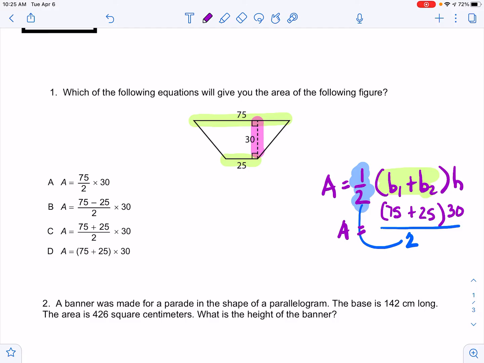All of these, except for D, are dividing by 2. But we need to make sure that we are taking our base 1 plus our base 2. So that would be 75 plus 25. Here they're subtracting it, and they do not have a 25 on A. So C will be your answer, and let's make sure this is correct. 75 plus 25 times your height, which is 30, divided by 2. These match up. That's perfect. Your answer would be C.